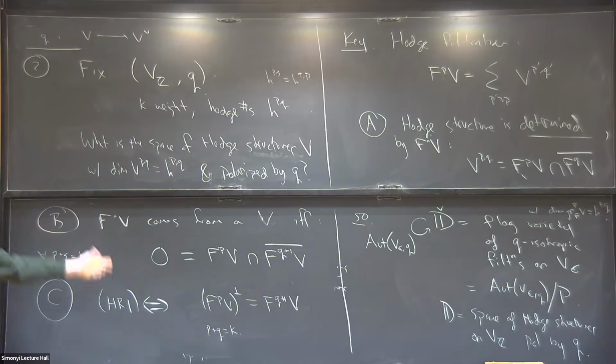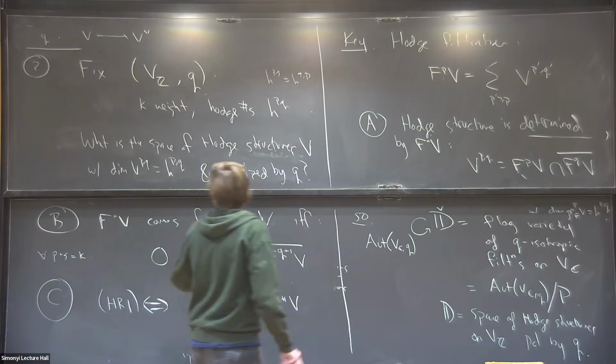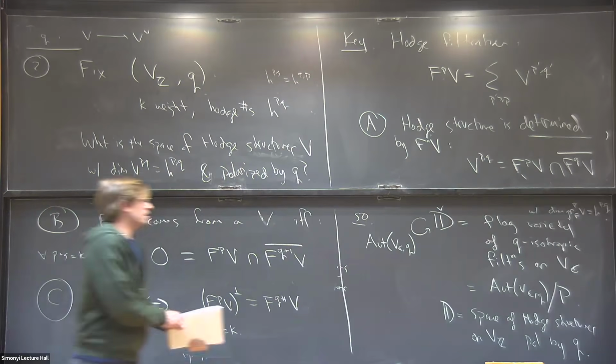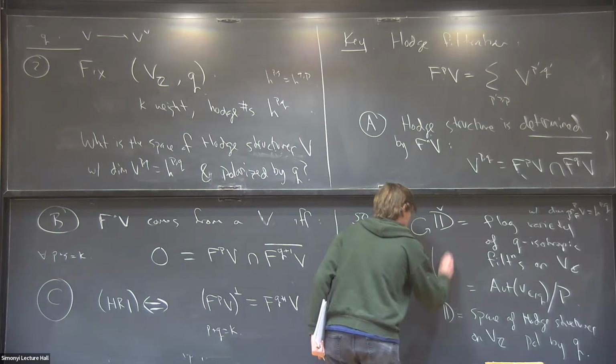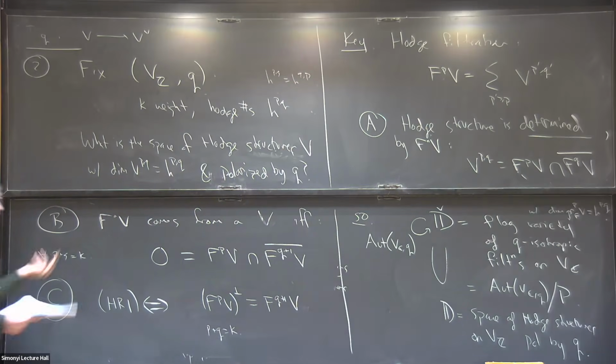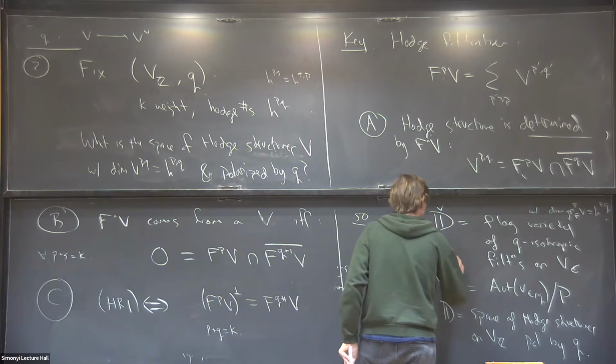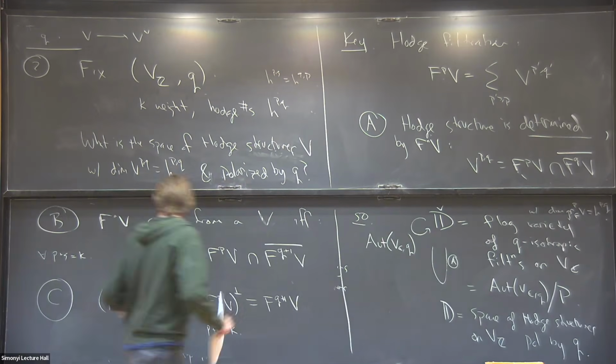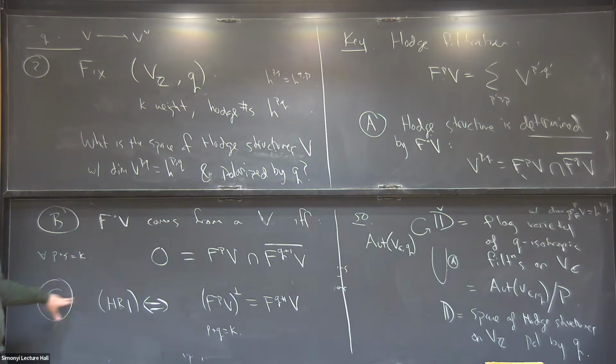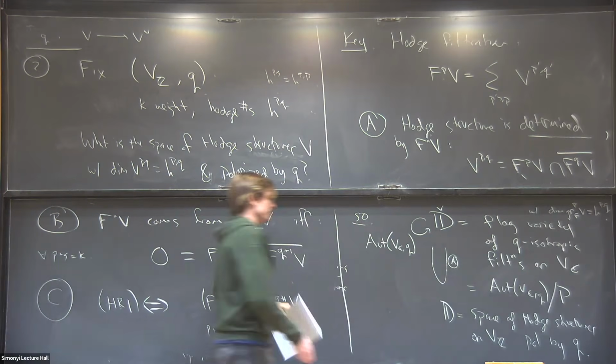Before saying anything, this was just somehow some set. But part A tells you that this is a subset of D check, right? Because the filtration determines the Hodge structure. This is from A. And also from C, right? Because we needed to know that the Hodge filtration you get is an isotropic filtration.